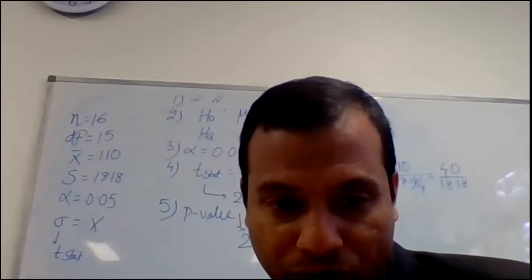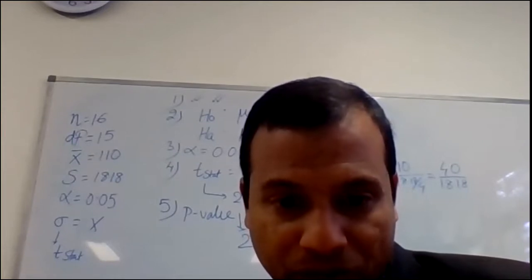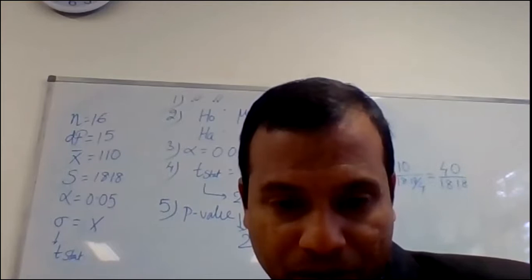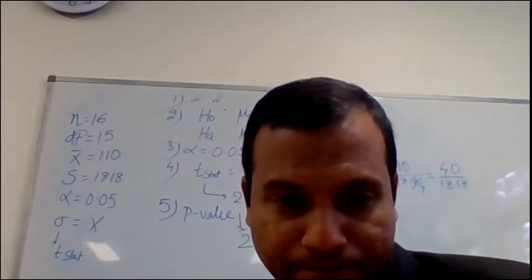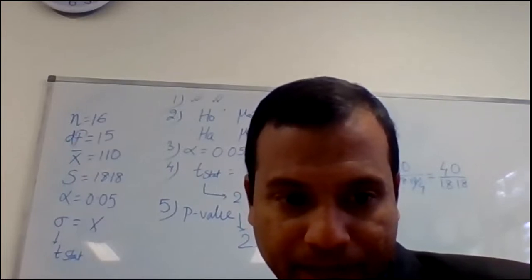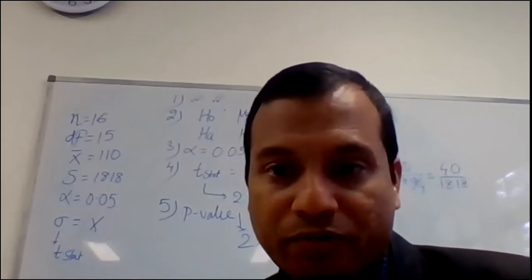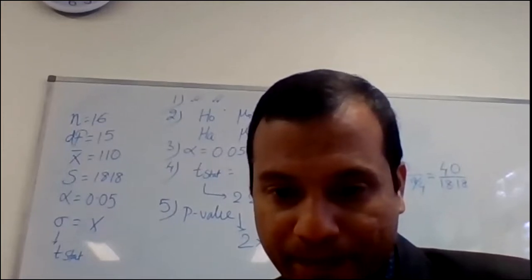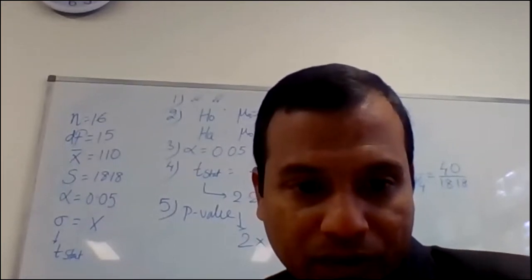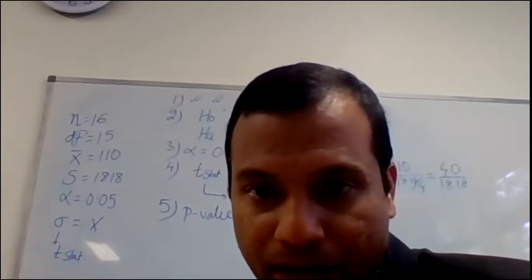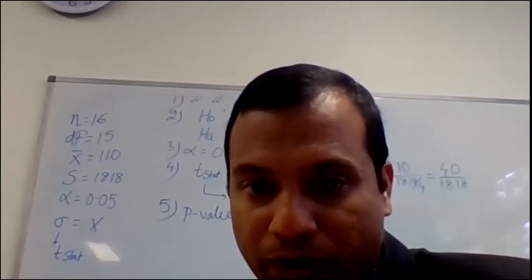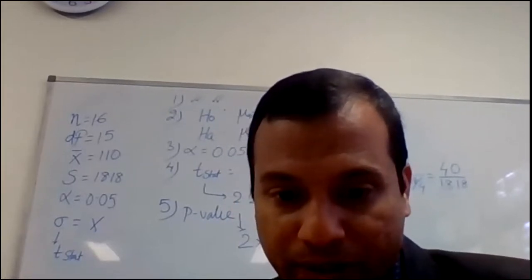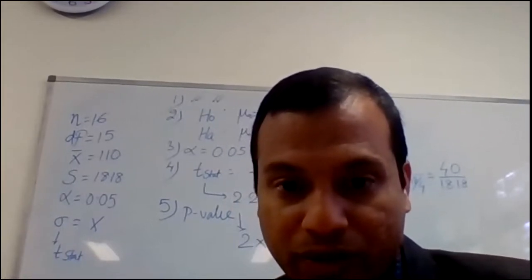T stat is 2.2. Use the p-value, 2.2. Just hang on. What is the degree of freedom now? 15. So the table on the 15, 2.2. Okay, this is an important step. So let me take you to the z score table.